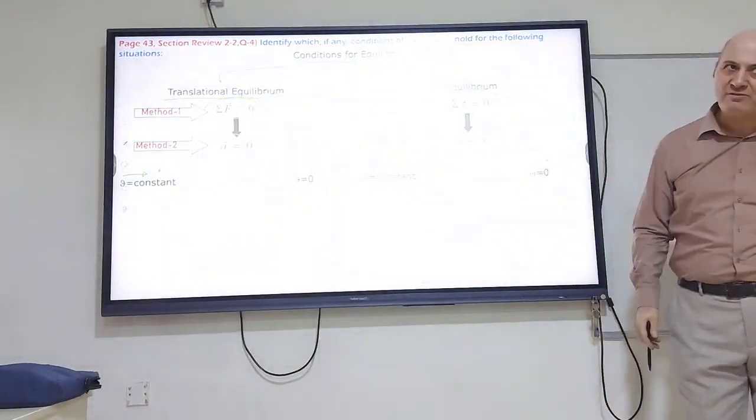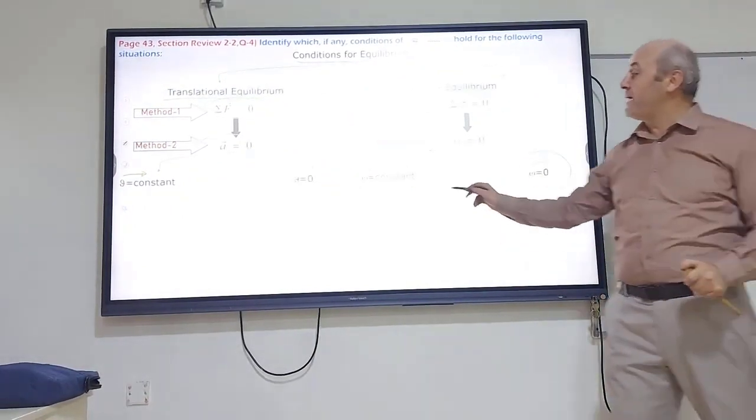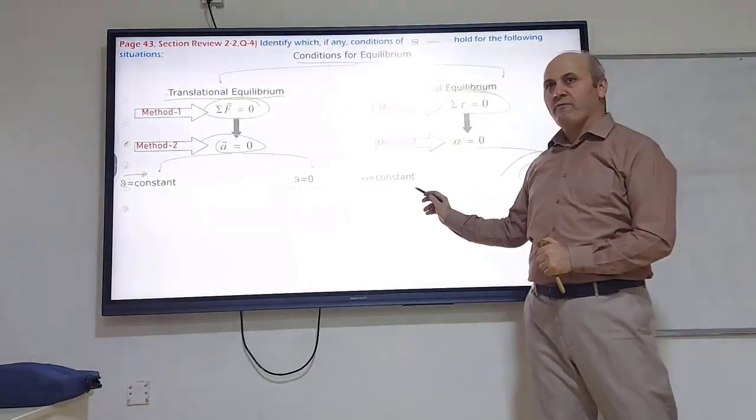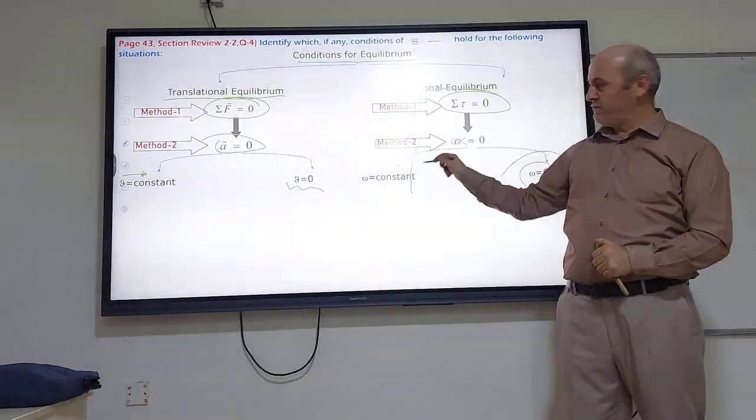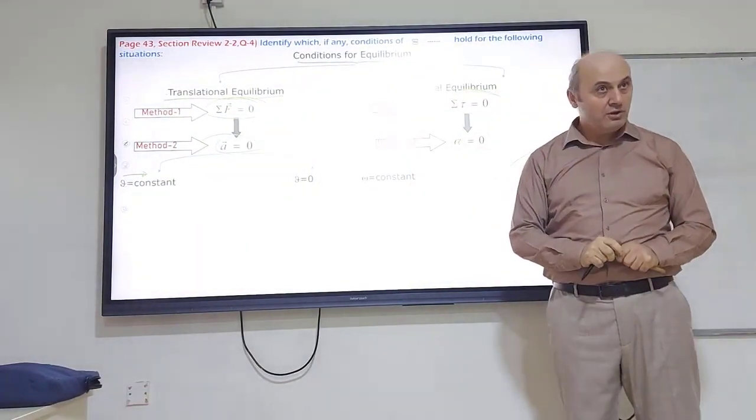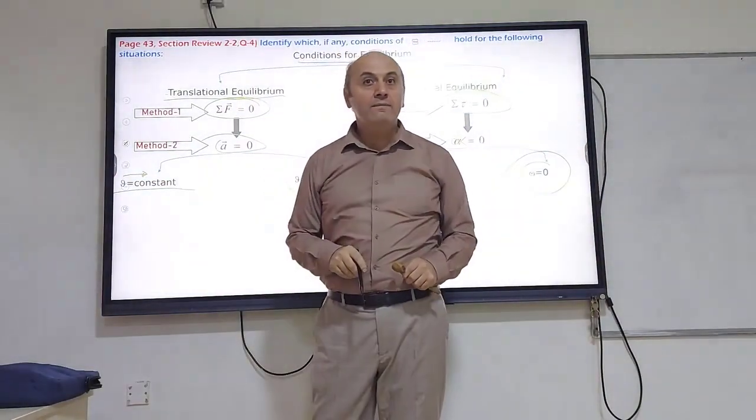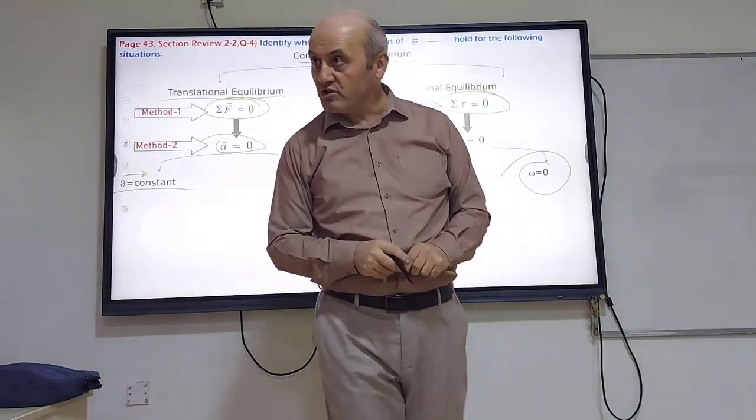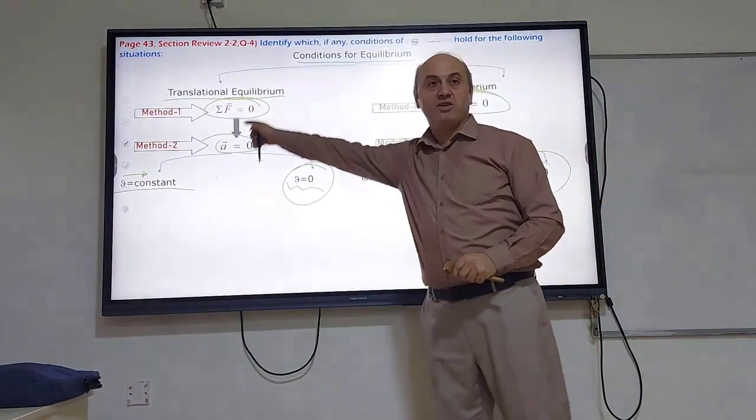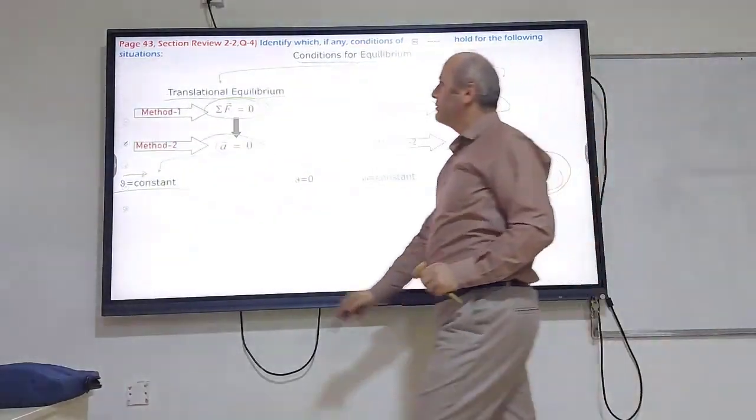Alpha zero. How does alpha become zero? The object is going to be at rest, or the object will be rotating with constant angular speed. You can go from this to that. If the angular speed of a rotating object is constant, there is rotational equilibrium. If linear velocity is constant, there is translational equilibrium. If the object is at rest, there is translational and rotational equilibrium.